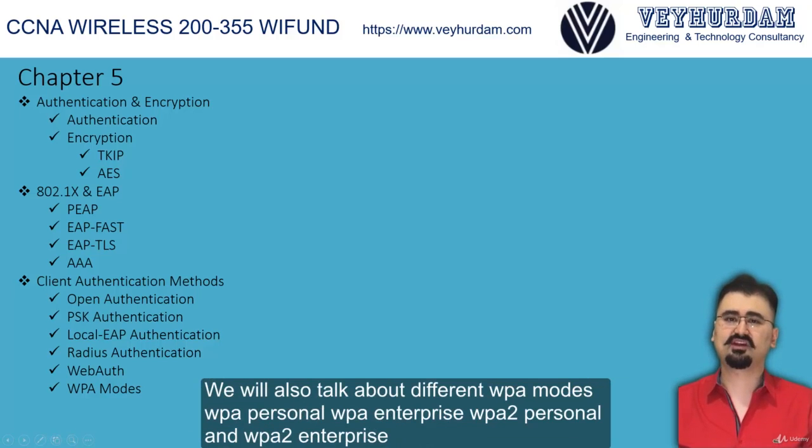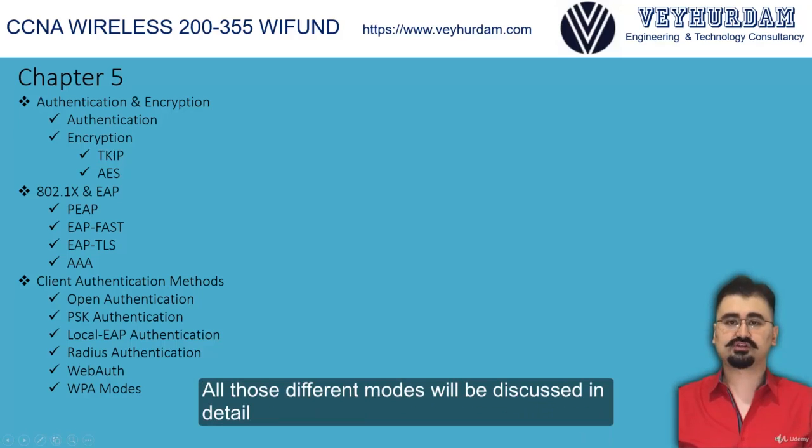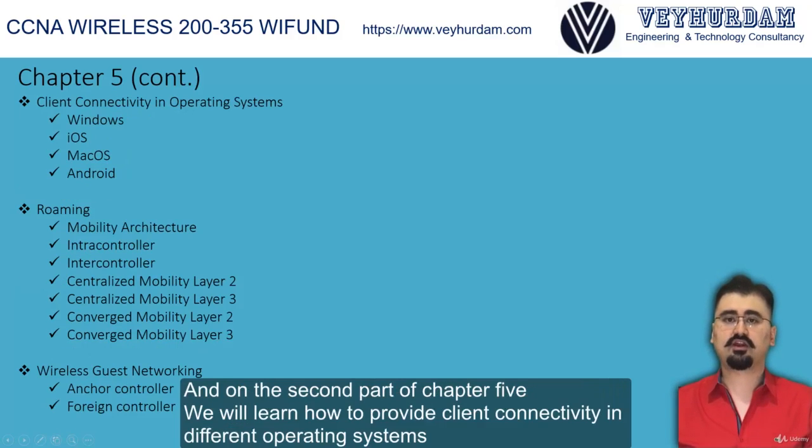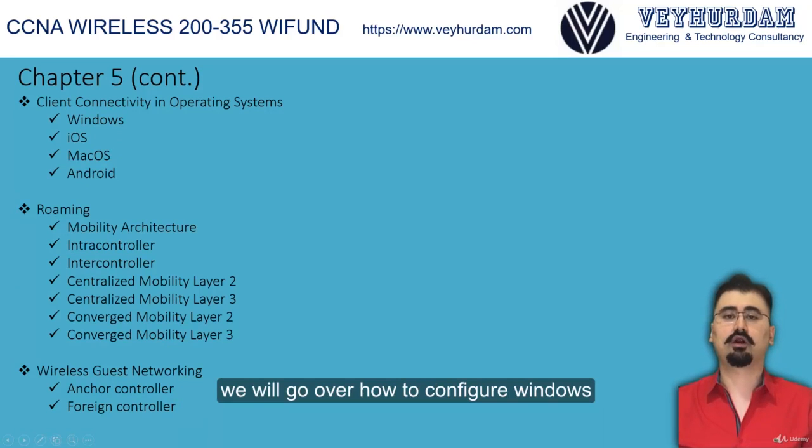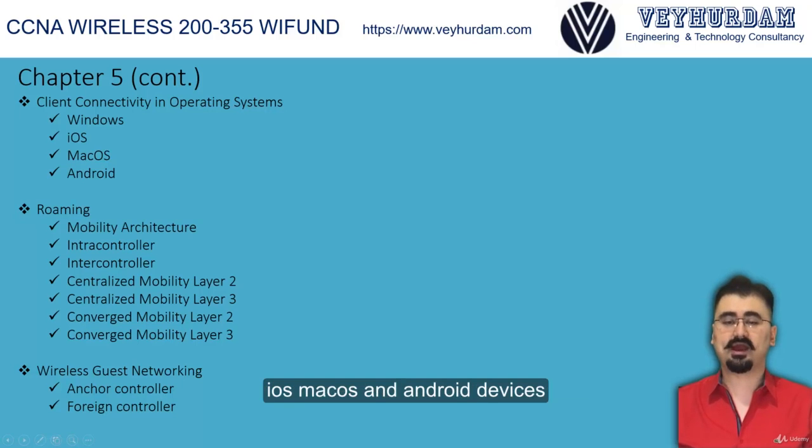We will talk about different WPA modes, WPA Personal, WPA Enterprise, WPA2 Personal, and WPA2 Enterprise. All those different modes will be discussed in detail. And on the second part of Chapter 5, we will learn how to provide client connectivity in different operating systems. We will go over how to configure Windows, iOS, macOS, and Android devices.